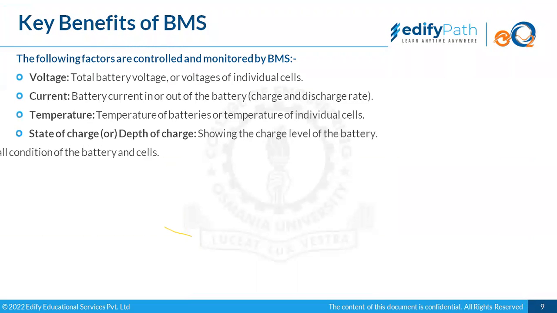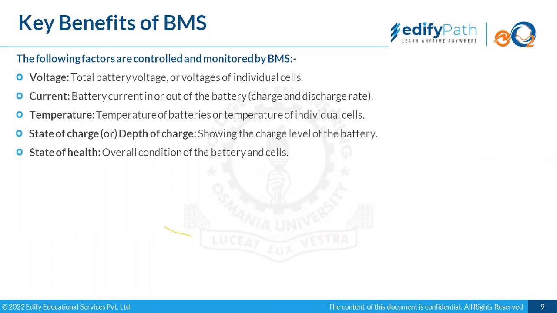Some of the key benefits of BMS. Voltage: it would continuously keep monitoring the voltage of the battery. If the higher side voltage has been reached during charging, it would disconnect the battery and not accept charging further. At the same time, if the battery has discharged to the low end voltage, it will not allow further discharging, and it will disconnect the battery from the vehicle.